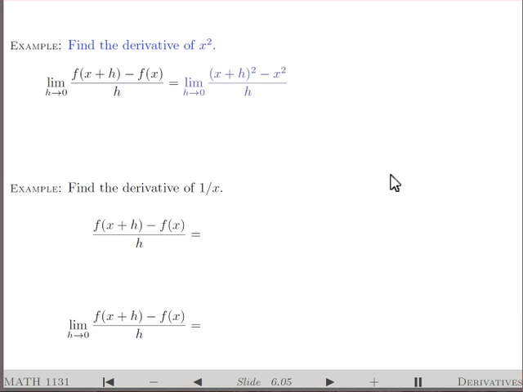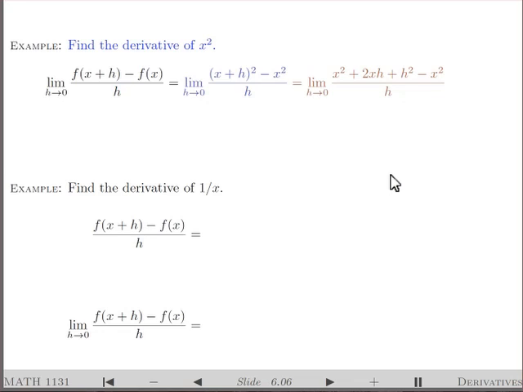Now I need to simplify this, so I need to expand (x + h) squared. That's just a square of a binomial, and you can either FOIL (x + h) times (x + h) or use the formula for the square of a binomial. Either way, you will get x squared plus 2xh plus h squared.